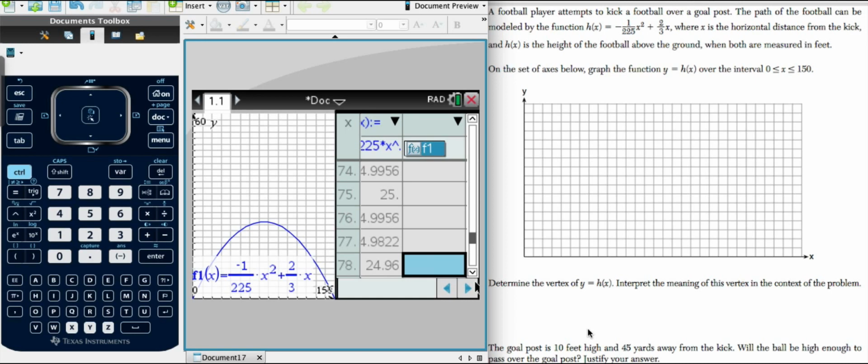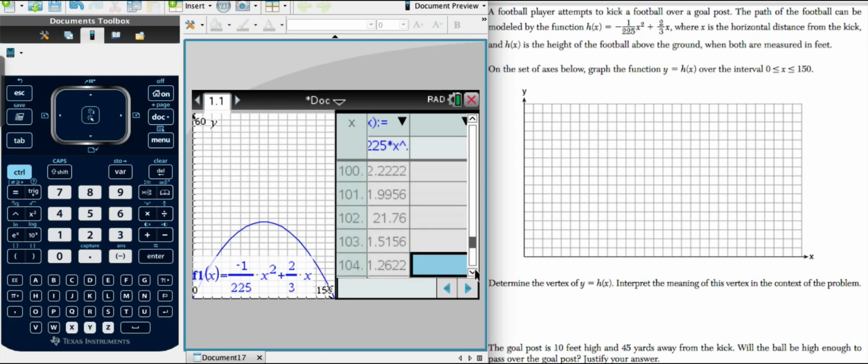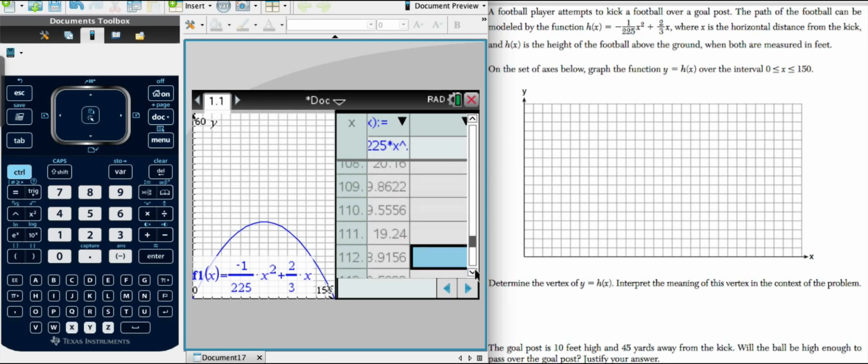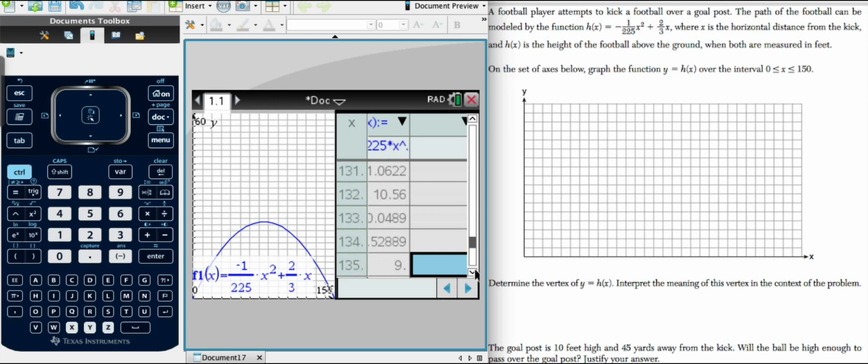So I'm going to multiply 3 times 45, and I get 135. So I'm going to just scroll down until I get to my 135 here. And we should see it in a moment. We can see we're going down. As we go, we could graph those ordered pairs. 9 feet. It's 9 feet high. Well, the goalpost is 10 feet high. 9 feet is less than 10 feet, so no, it's not going to go over the goalpost. He will not score that extra point.